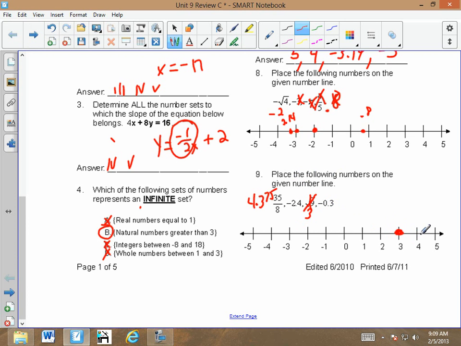4.375, maybe right there. Negative 0.3 comes right after the 0, negative 0.3. And then negative 2.4 is almost negative 2.5. Okay, and please label those in the test.